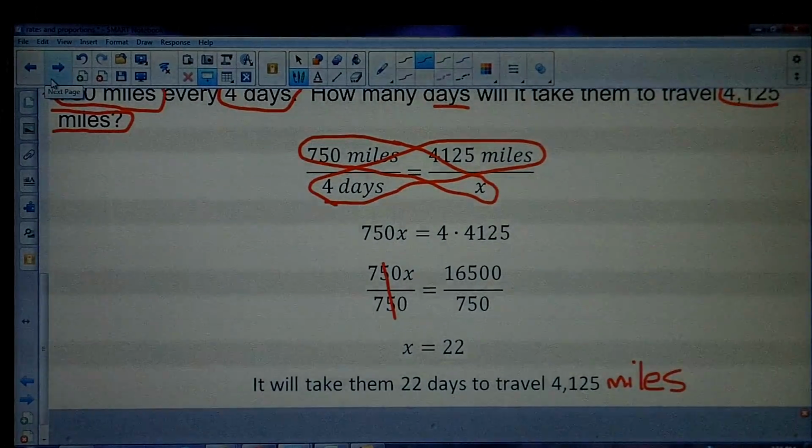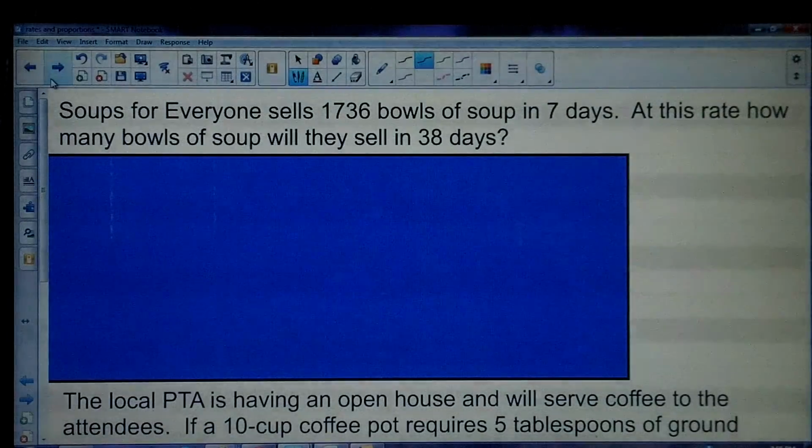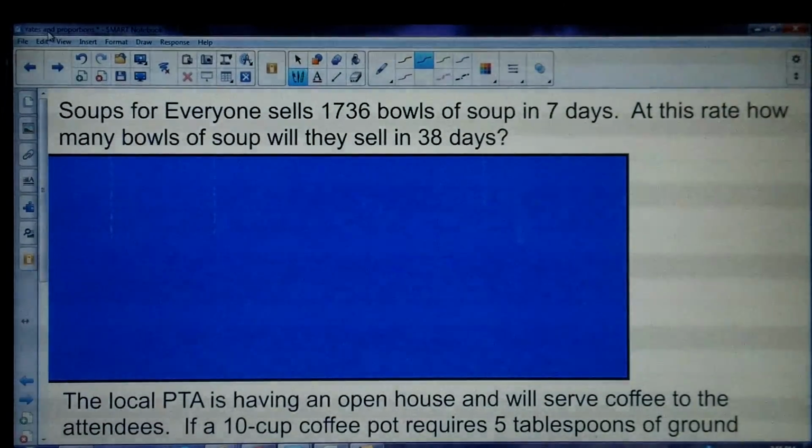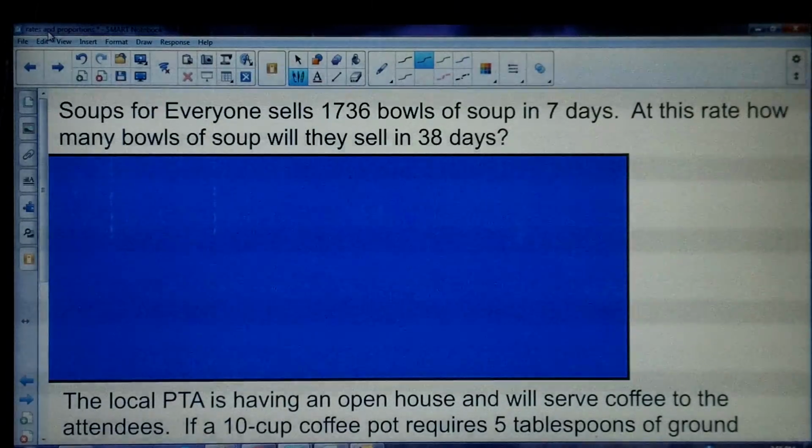Now I would like for you to try the next two on your own. So pause the video and solve the next two problems the same way by setting up a proportion and multiplying your means times your means and your extremes times your extremes.